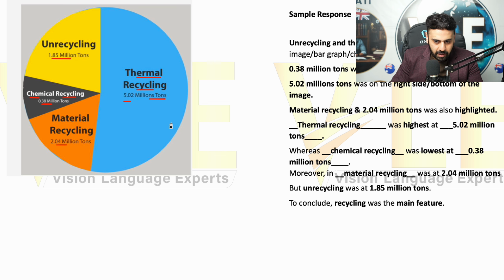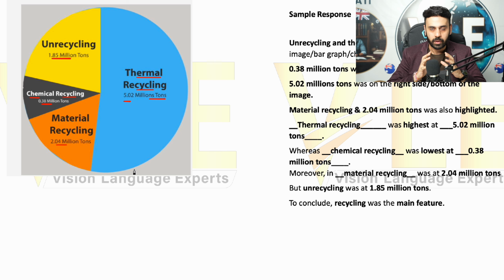Unrecycling and thermal recycling was the main topic of the image. 0.38 million tons was on the left side and 5.02 million tons was on the right side of the image. Material recycling and 2.04 million tons was also highlighted. Thermal recycling was highest at 5.02 million tons, whereas chemical recycling was lowest at 0.38 million tons. Moreover, in material recycling, it was at 2.04 million tons, but unrecycling was at 1.85 million tons. To conclude, recycling was the main feature.